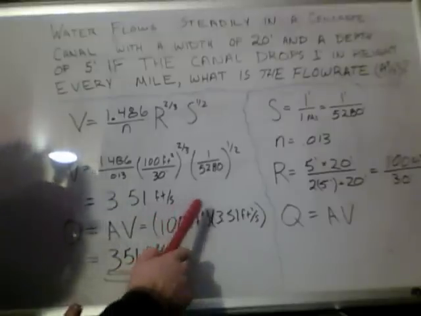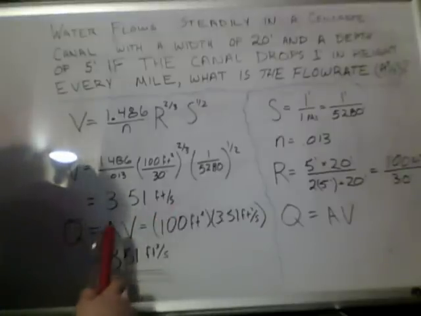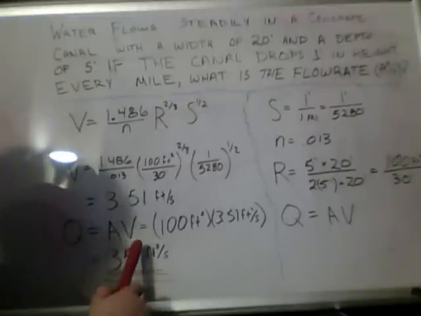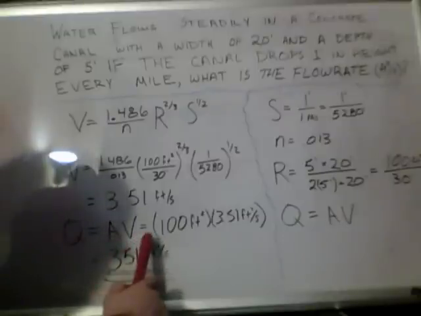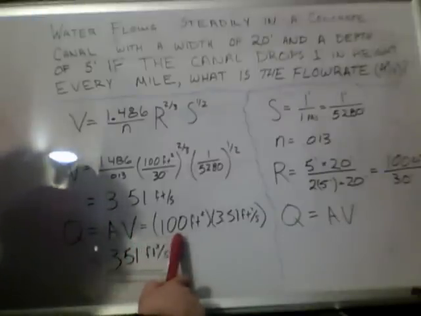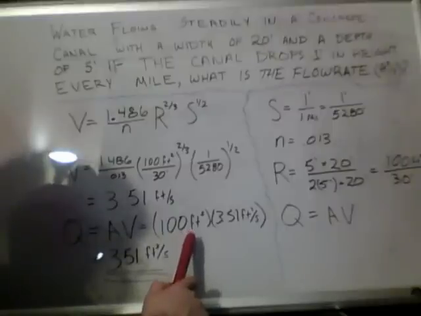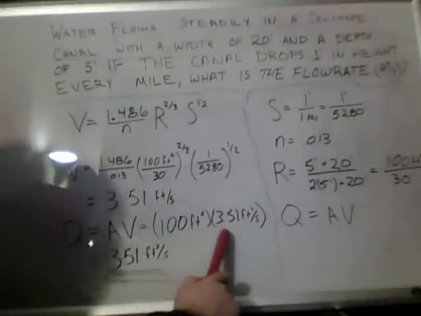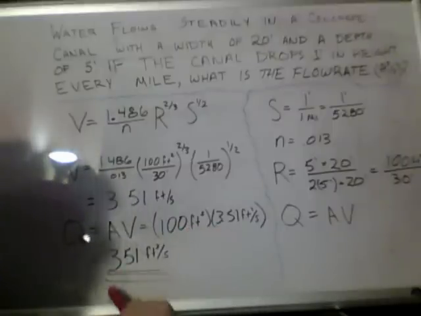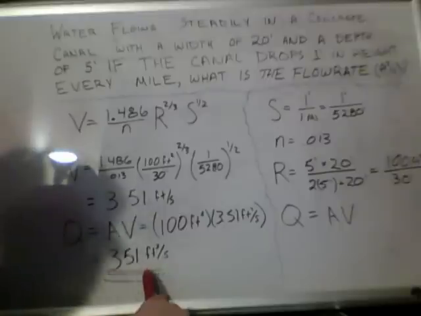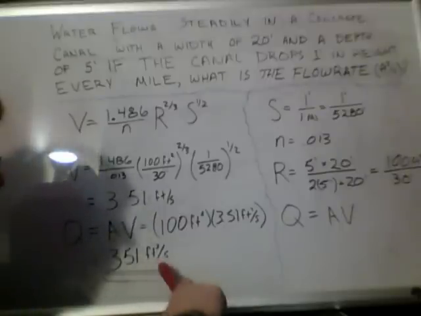To find the flow rate, we're going to need to plug it into this equation, which is the flow rate is equal to cross-sectional area times the velocity. In our case, our cross-sectional area is 100 feet squared. That came from a depth of 5 feet times a width of 20 feet. Then we'll multiply that by our velocity, and that'll give us 351 cubic feet per second of flow rate in this concrete channel.